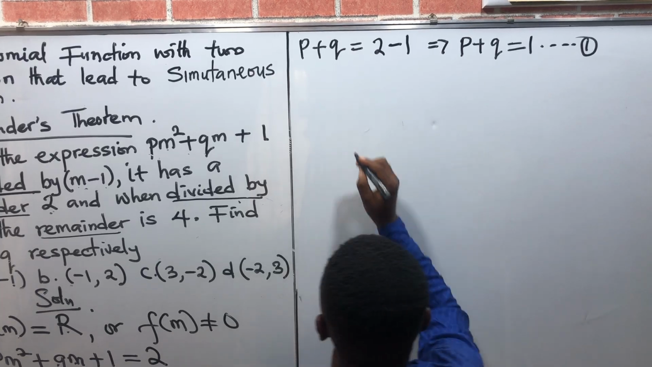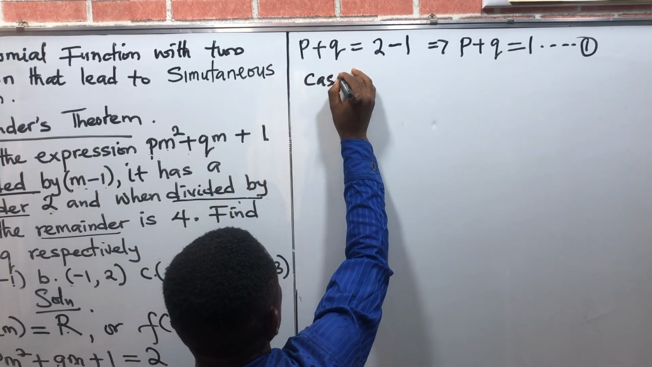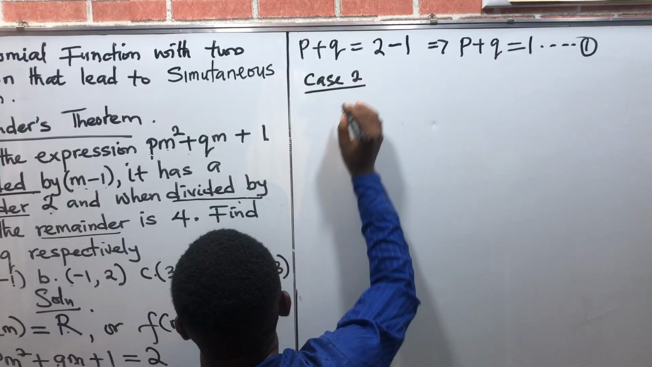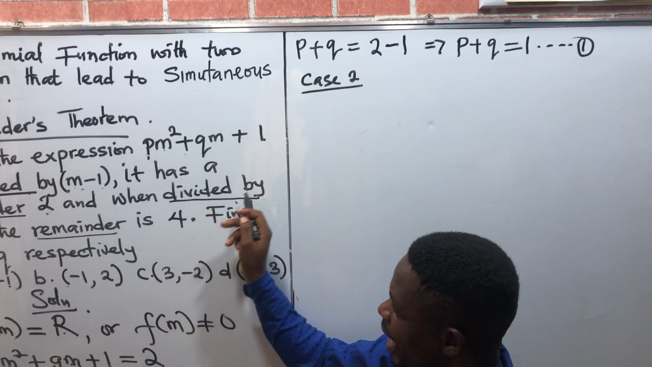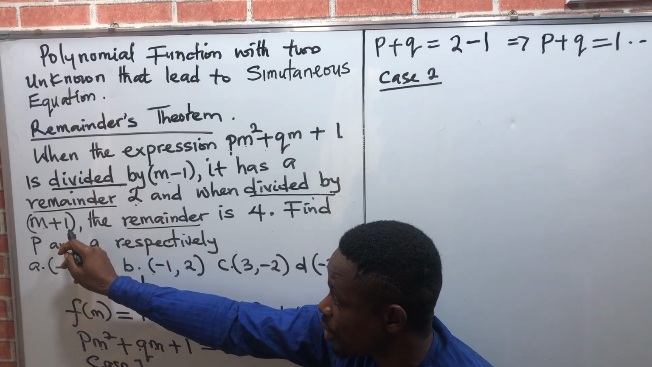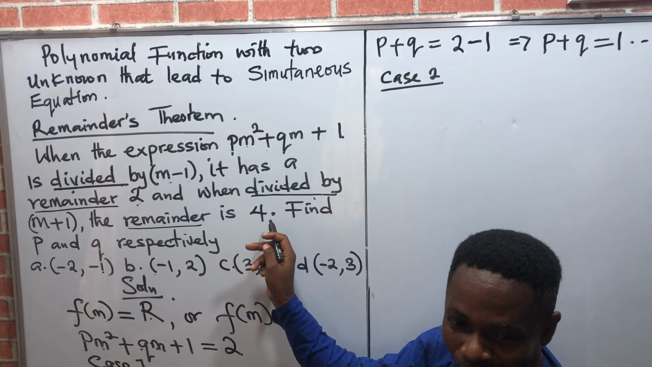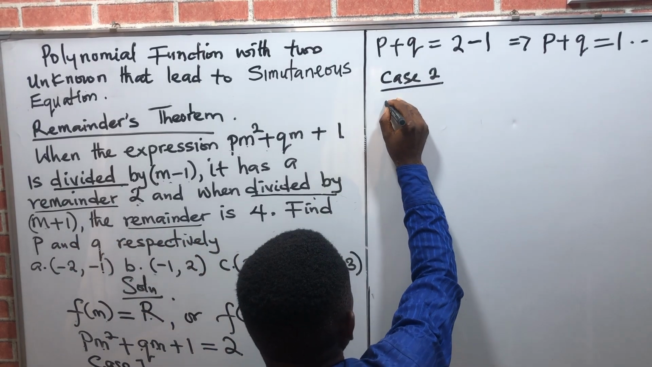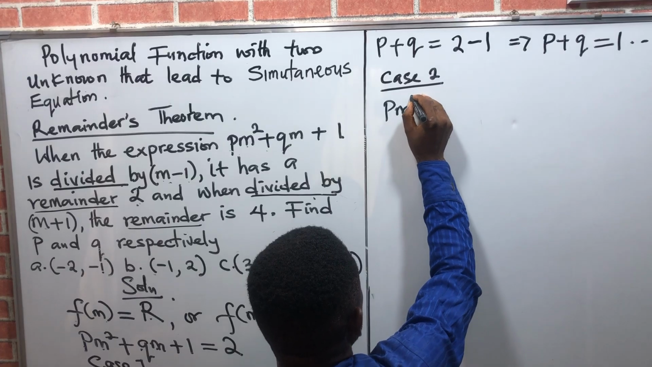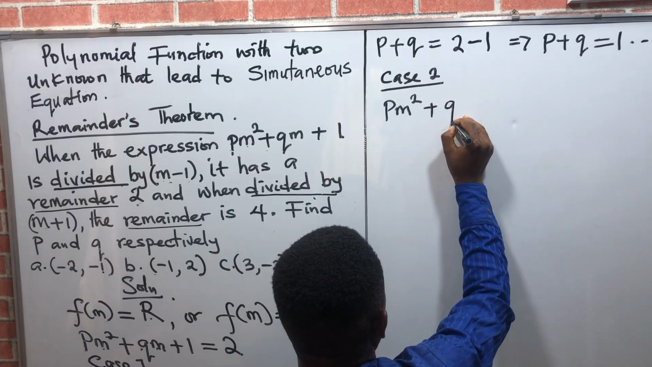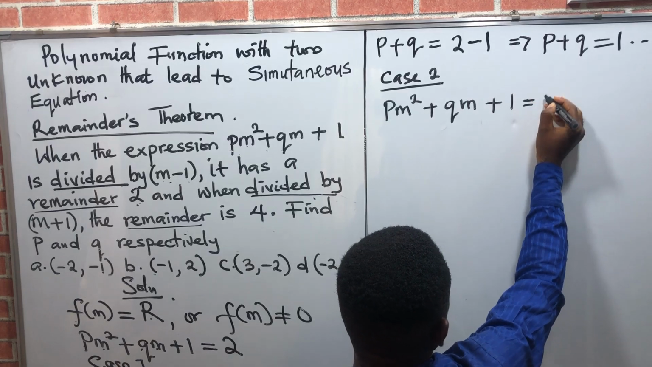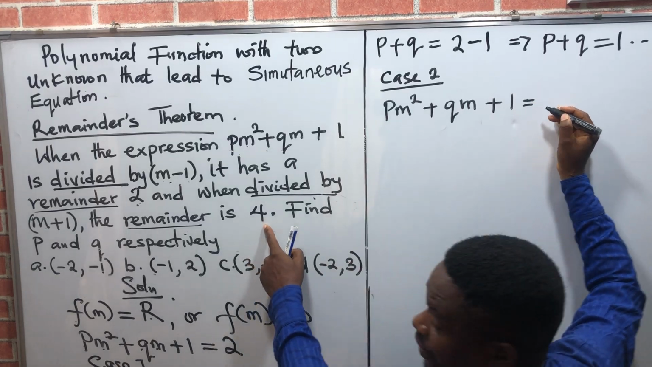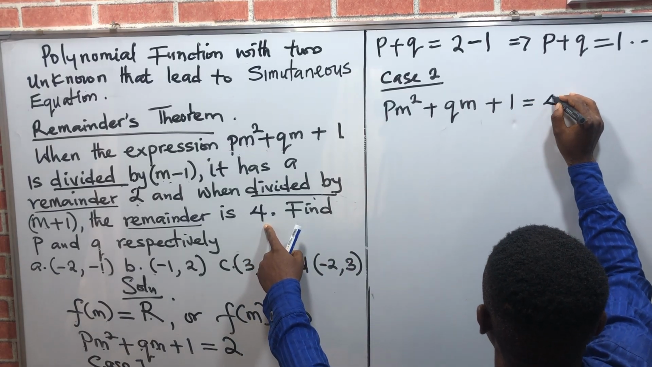Then the next thing is to move to case 2, for the second remainder. Now let's continue with the question again. Look up: when divided by M plus 1, the remainder is 4. So which means back to PM squared plus QM plus 1 is equal to the remainder. And what is the value of the remainder? It is 4. I will now fix 4.